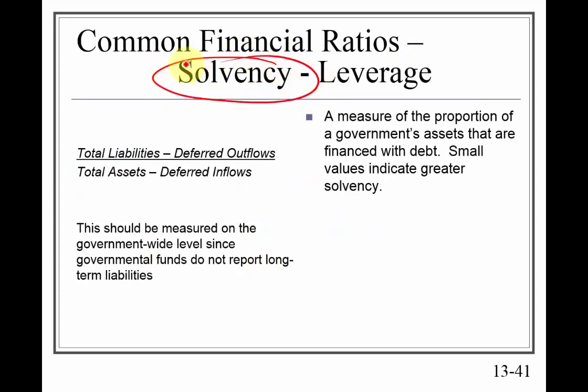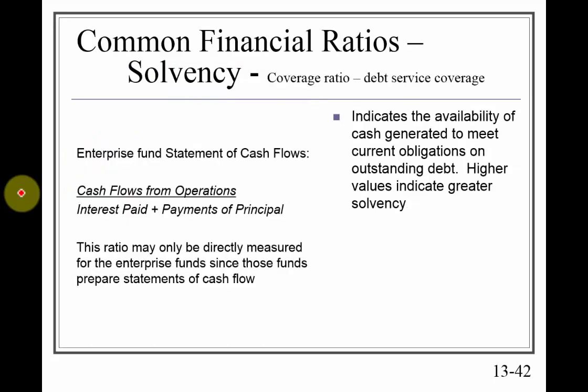Solvency is the long-term viability of the organization, where you're looking at all the liabilities and all the assets of the organization. Here's something like the times interest earned we've learned in business classes, except now we also include the payment of principal, keeping in mind that this type of ratio is more expenditure focused for government versus expense focused for businesses.